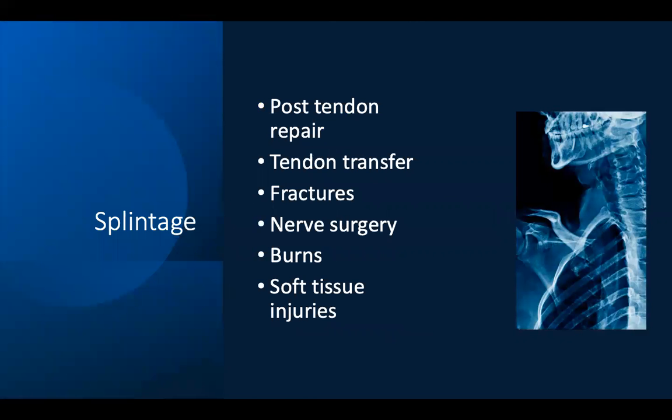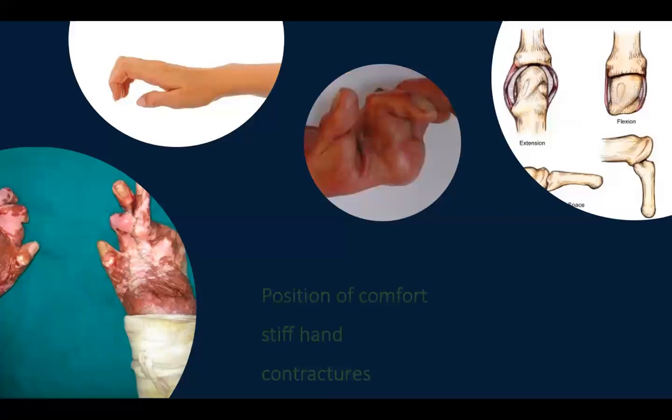Splintage also depends on the part we are treating, whether it is a post-tendon repair, tendon transfer, fracture, nerve injury, soft tissue injury, or burns. Why should we give a splintage in acute injury of the hand?